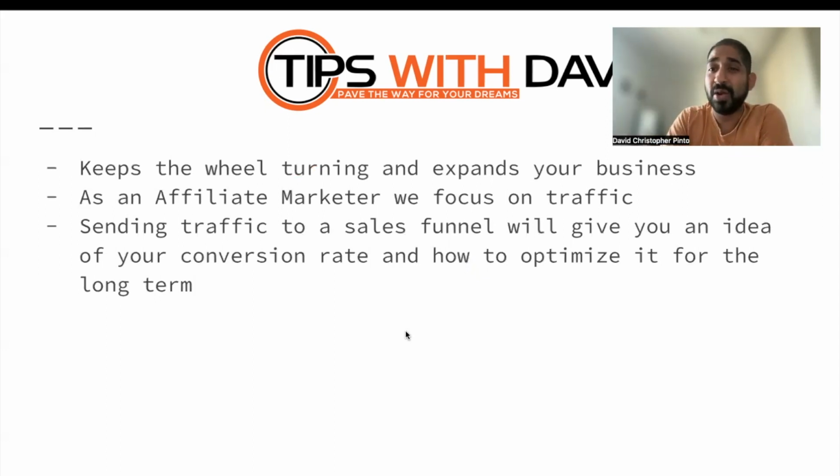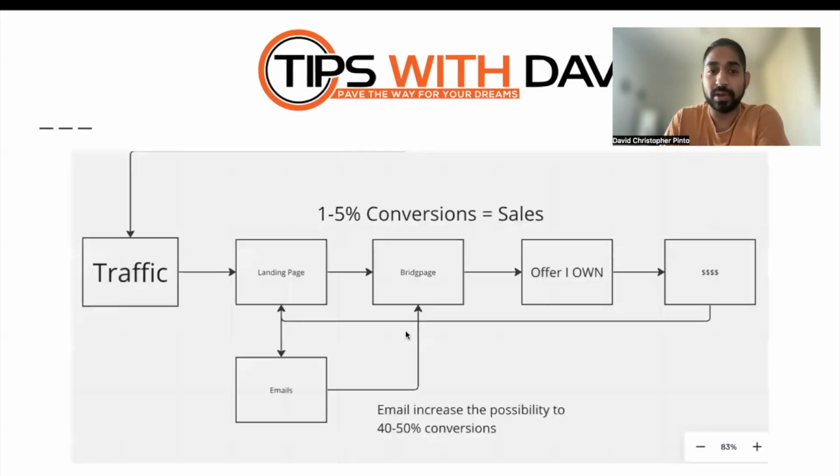As an affiliate marketer, we only focus on traffic. Sending traffic to a sales funnel, which I just showed you, will give you an idea of the conversion rate and how to optimize it in the long term, because you'll suddenly start to see, okay, I send 100 people here, and from those 100 people, I get one sale. Perfect. Or I send 100 clicks. From those clicks, 30 of them become email. From those 30, I don't get any sales. And then I need 100 emails in order for me to make a sale. So now you know how many clicks convert to emails to convert to sales. So you're starting to break this down very clearly. Okay, that's what you need to get.